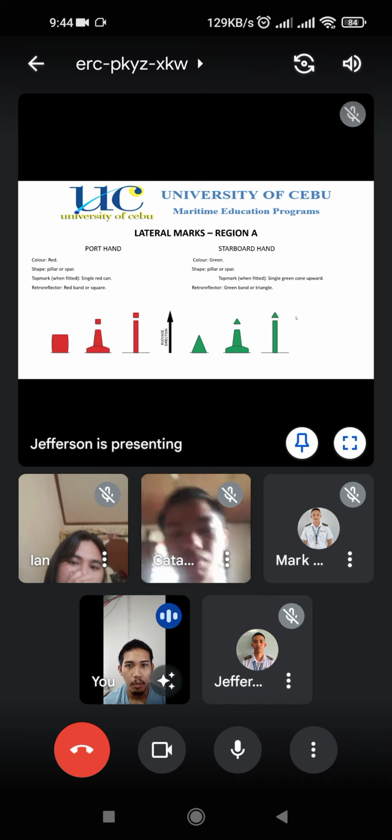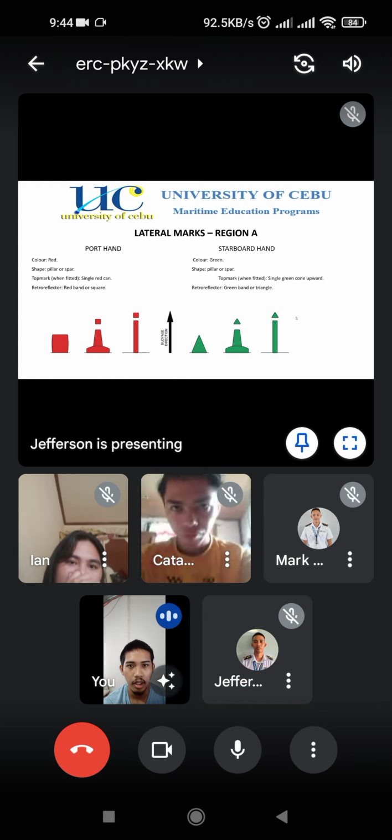So the port hand, as you can see in the illustration, the color is red and the top mark is a single red can, and the starboard side is green while the top mark is a triangle or conical.